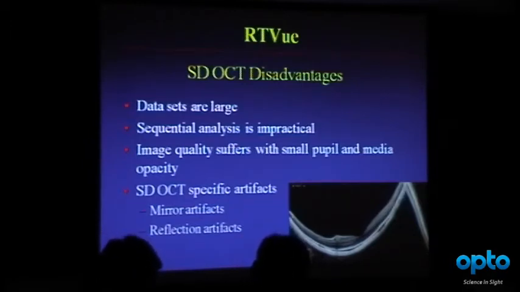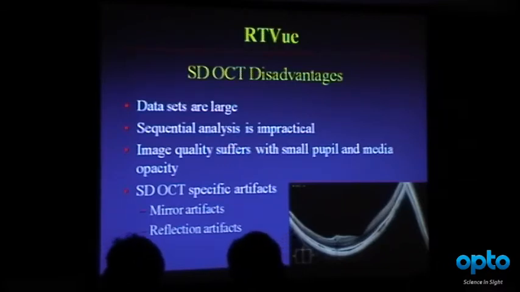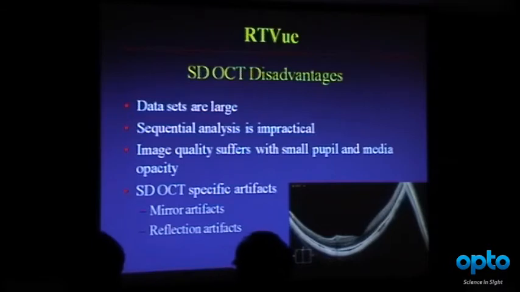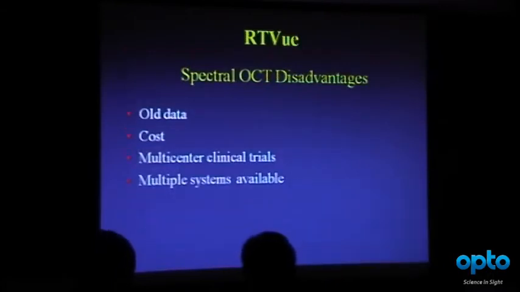These machines don't do as well with small pupils in some cases, and especially media opacity can produce a shadowing. Spectral domain OCT also has some specific artifacts that you won't see with time domain. The one that's most important for retina is the mirror artifact, which is shown here. I'm sure you've all seen this if you've imaged highly myopic patients. And this is easily recognized, and it doesn't usually have any clinical importance, but this is only seen with spectral domain. Reflection artifacts are more important for the anterior segment imaging.